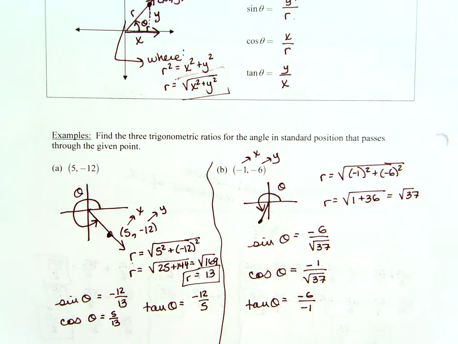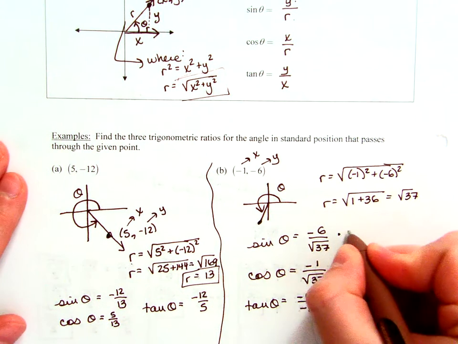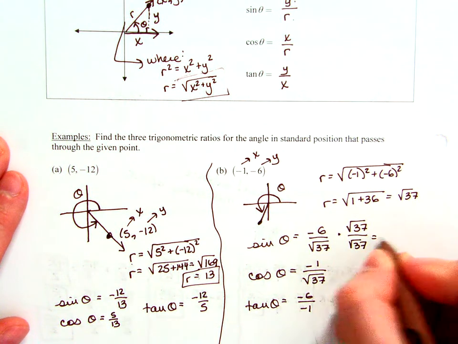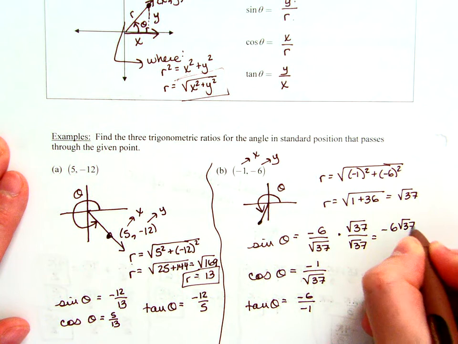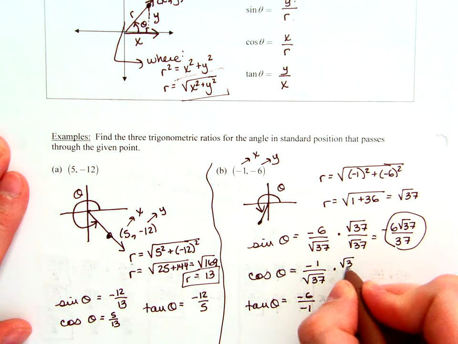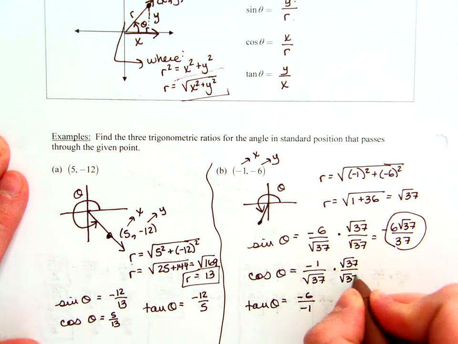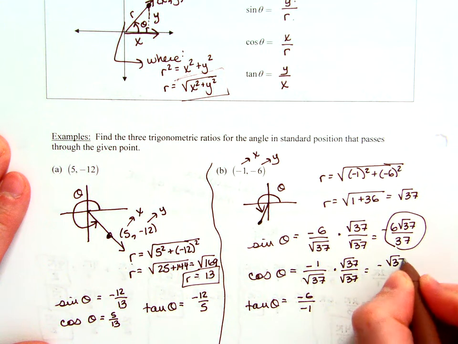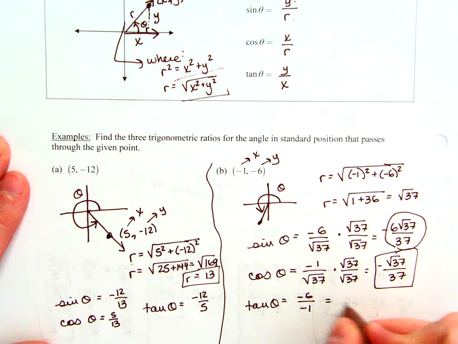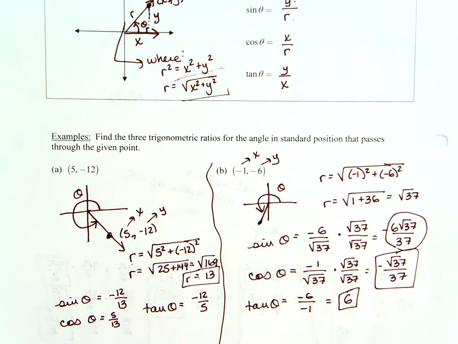Now, all of these, I have a little bit of work that I need to do with. I need to rationalize my denominator here, so multiply by root 37 over root 37 to get negative 6 root 37 over 37. Multiply here by root 37 over root 37 to get negative root 37 over 37. And over here, we'll just simplify. Negative 6 over negative 1 simplifies to positive 6. As always, if I'm going a little bit too fast, pause the video before we go on.